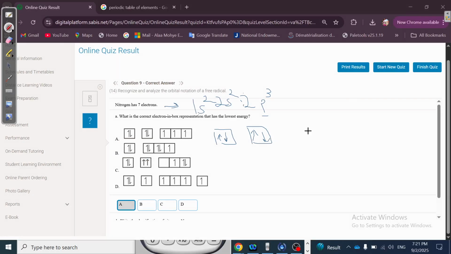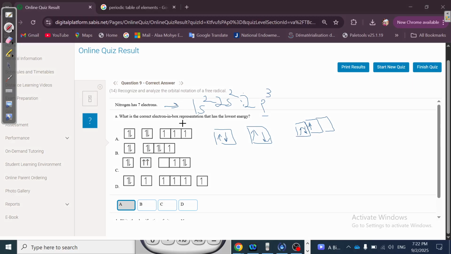So for the p, 1, 2, 3 boxes. Then there are 3 electrons. In this case, you have to fill up, then down, then up. You can't do 1, 2, 3 and then stop. You have to fill first up, down, then up, down, like so. That's a sequence. You always fill one box first.